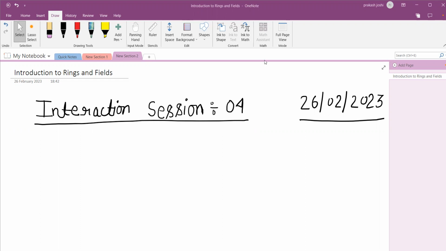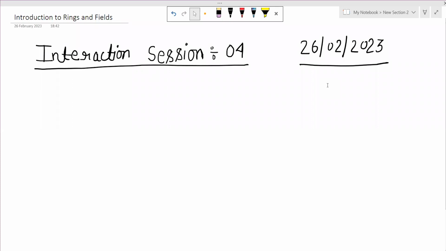Fine, so let's start. Welcome to this fourth interaction session of the course Rings and Fields. In the last interaction session, we discussed practice assignment 5. In the first problem we discussed, and now we will discuss the second problem of that practice assignment and then the sixth practice assignment. So let's start. Is there any doubt in the first problem? I hope not. Okay, let's start.